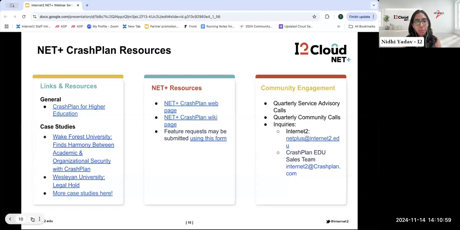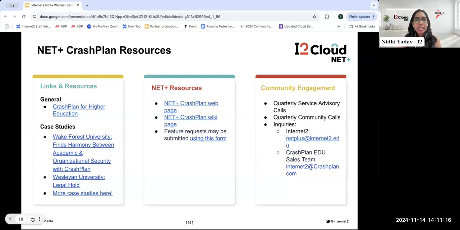The best part of the NetPlus CrashPlan program is the community engagement aspect. We have quarterly service advisory board calls and quarterly community calls where you can connect with your peers and discuss your usage and challenges with CrashPlan.